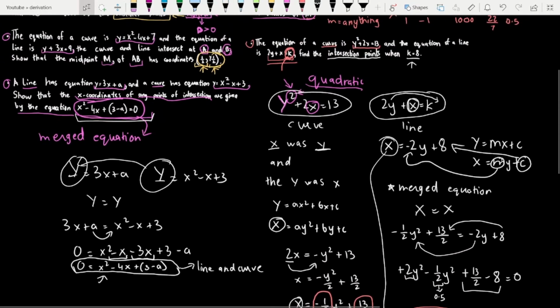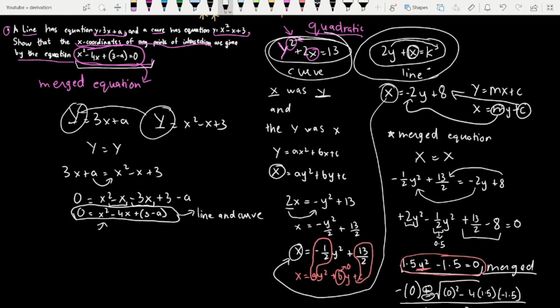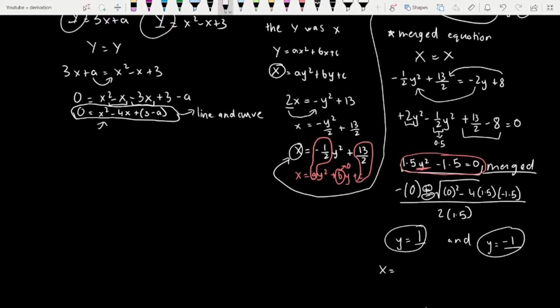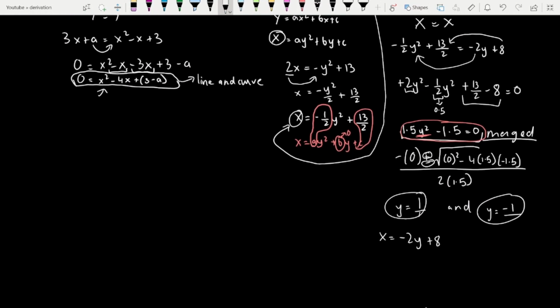So we go back up, and you can either choose your equation of line, or you can choose your equation for the curve. You put in the y values, and you find the x values. I'm going to go with the equation of the line. So x is equal to minus 2y plus 8, right? k was equal to 8, and I'm going to put this in here. So x is equal to minus 2 multiplied by plus 1, plus 8. So this is going to be minus 2 plus 8, and this is just going to give me 6.